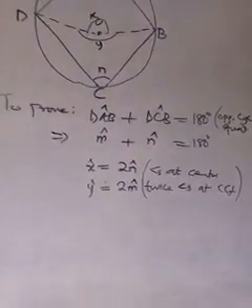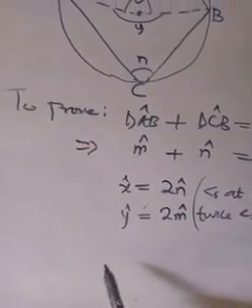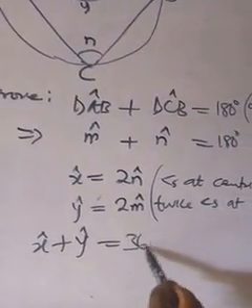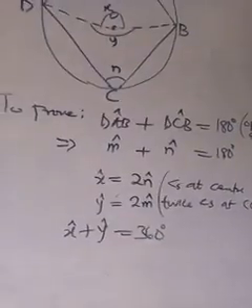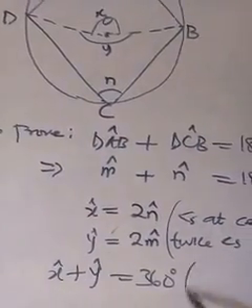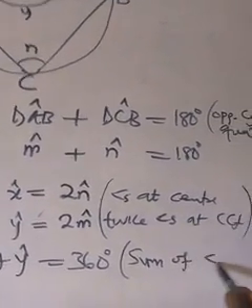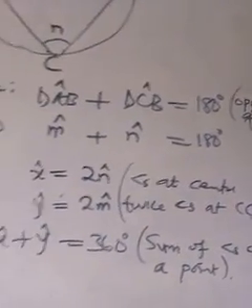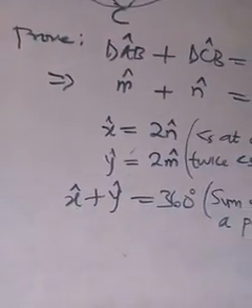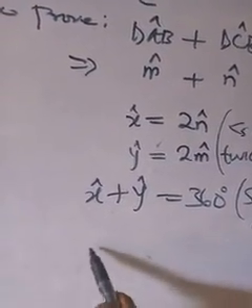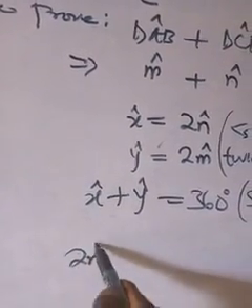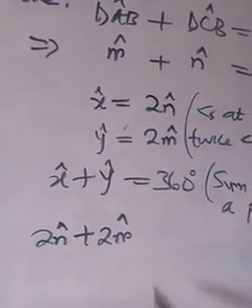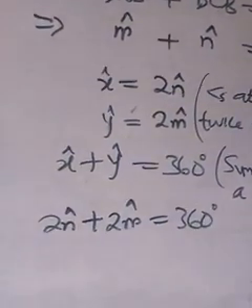But if we now look at X and Y, the relationship between X and Y is angle X plus angle Y is equal to 360 degrees, which is the sum of angles at a point. Then if we now look at it, our X is 2 multiplied by angle N plus our Y is 2 multiplied by angle M, which is equal to 360 degrees.